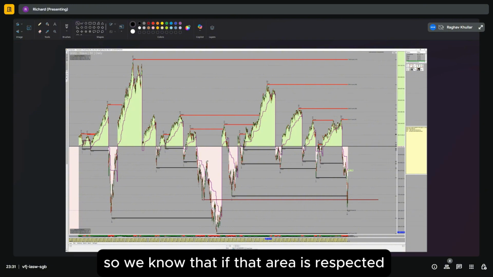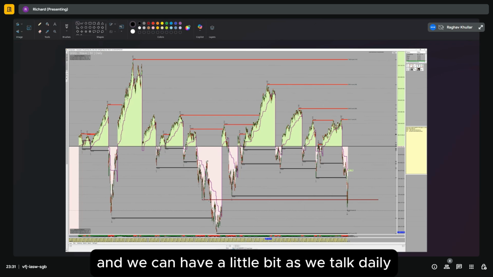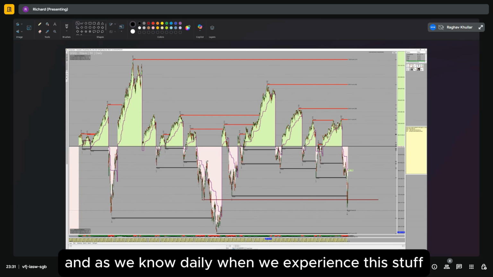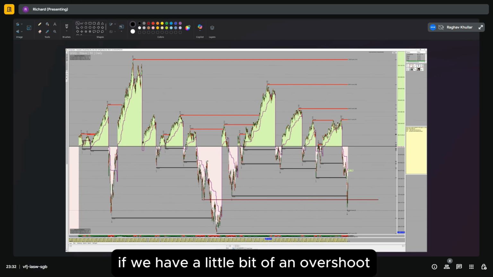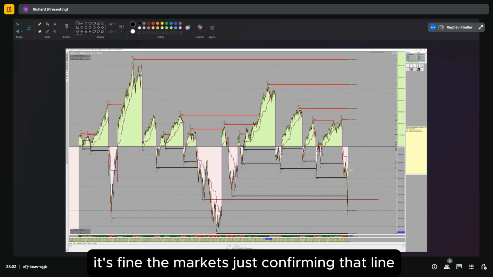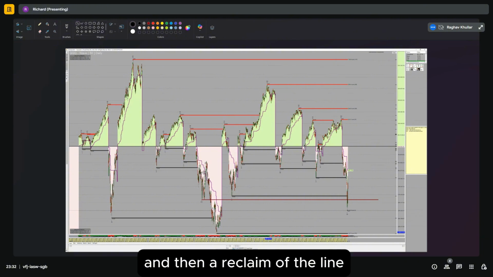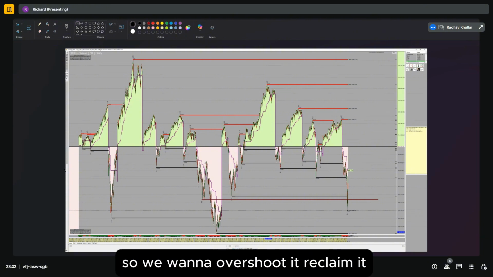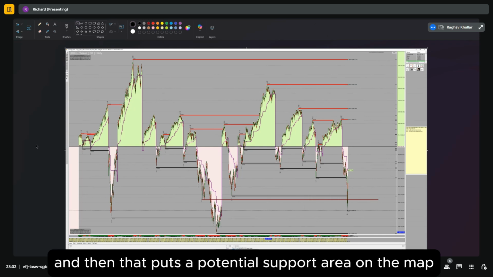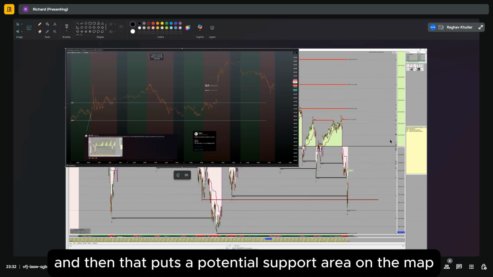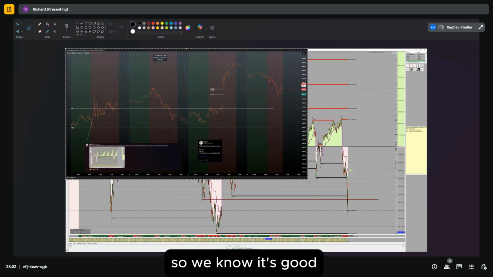So we know that if that area is respected, and as we know daily, if we have a little bit of an overshoot, it's fine. The market's just confirming that line, because what we like to see is an overshoot and then a reclaim of the line. We want to overshoot it, reclaim it, and then that puts a potential support area on the map. So we know it's good.